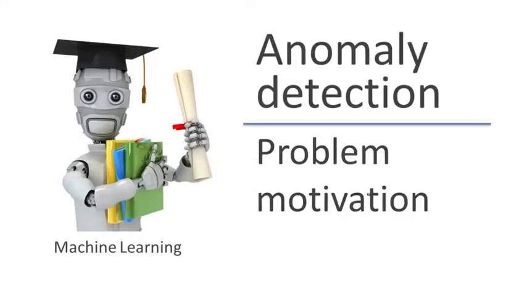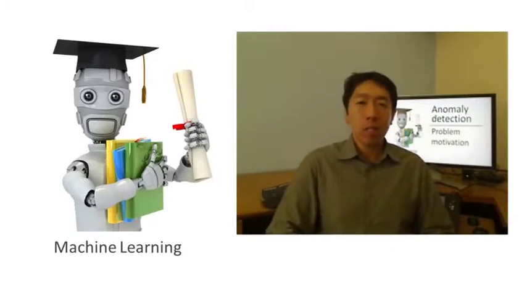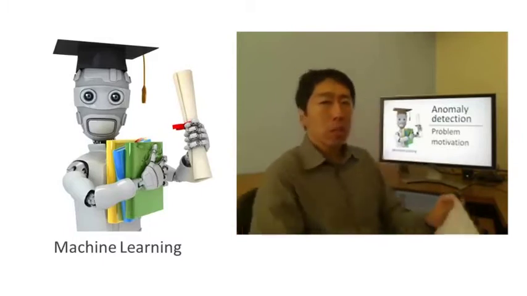In this next set of videos, I'd like to tell you about a problem called anomaly detection. This is a reasonably commonly used type of machine learning, and one of its interesting aspects is that it's mainly thought of as an unsupervised learning problem, but there are some aspects of it that are also very similar to a supervised learning problem. So what is anomaly detection?